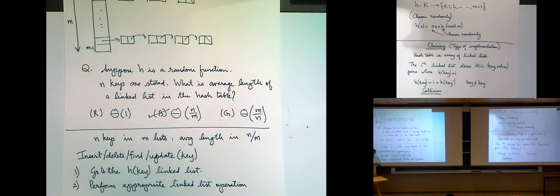Well, you compute the hash function on that key. That gives you some linked list, and then you go and insert over there. If you want to find, you do the same thing. Suppose you want to find a key. Well, you go to the h of key linked list because it's going to be there, and then you go and find it there, so on and so forth.